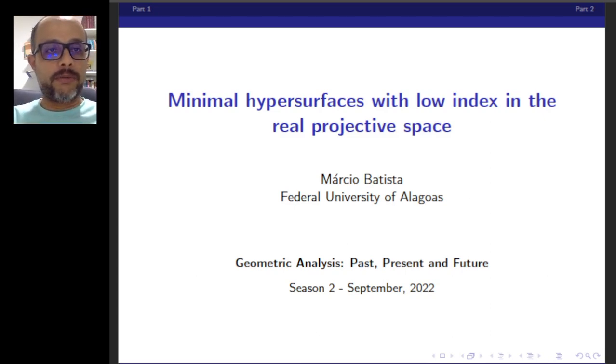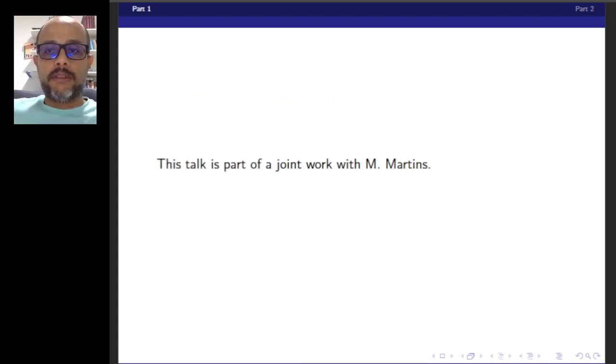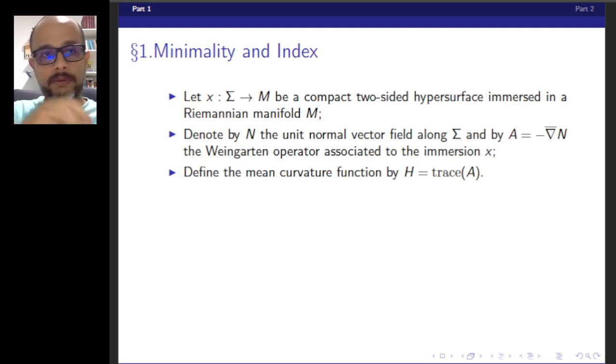First of all, I would like to say that this talk is based on a work with Matheus Martins. So, the first part of the talk, I will recall some notations and some basic results. In this first moment, I will introduce the following notation.